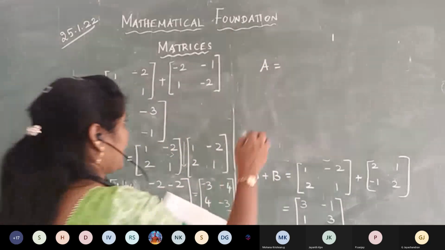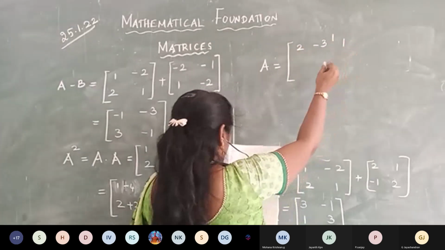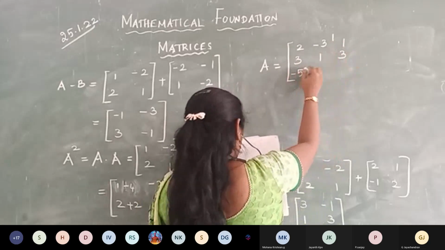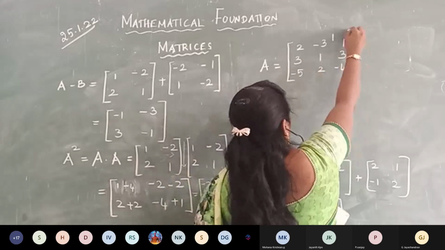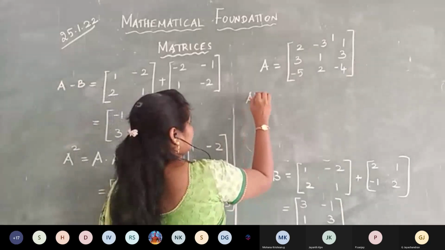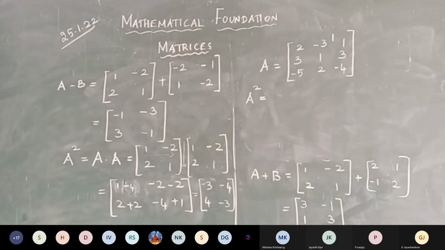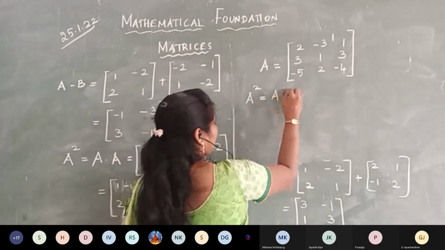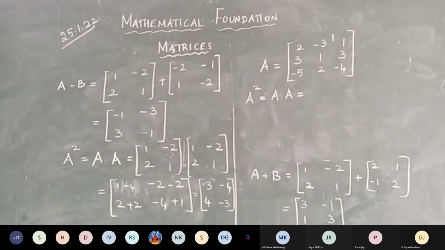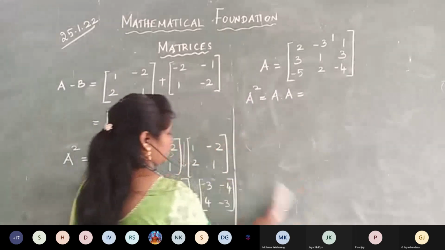Your matrix A is, I will tell row wise. Okay. 2 minus 3, 1, minus 3, 1, 3, 1, 3, minus 5, 2, minus 4. Okay, so this is your given matrix. You're going to find out a square. So your a square is nothing but a dot a. So you're going to multiply the same matrix 2 times. This is a 3 cross 3 matrix. Concentrate and do.